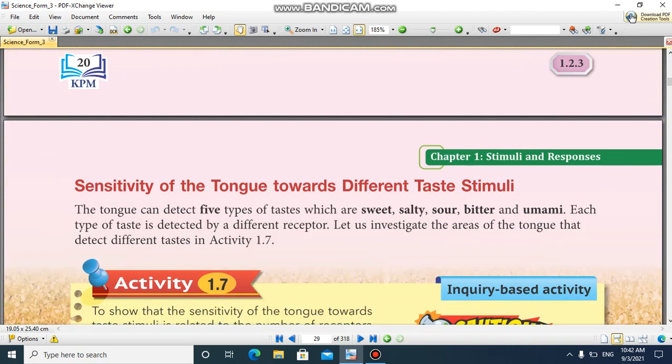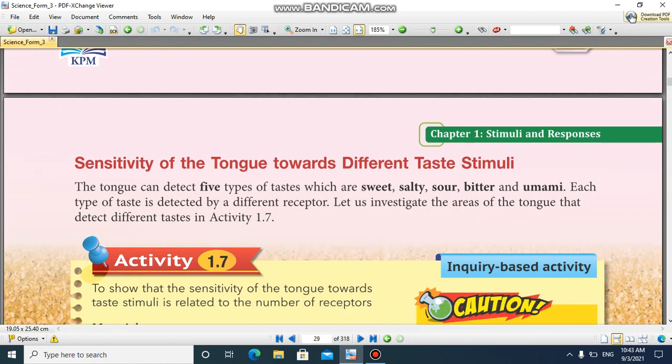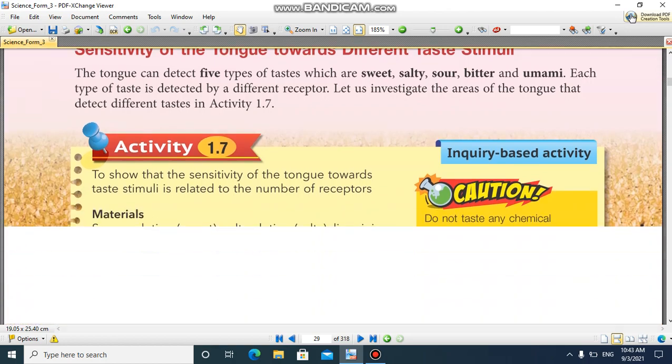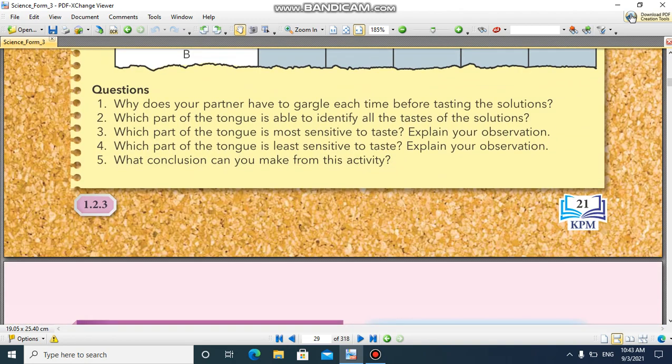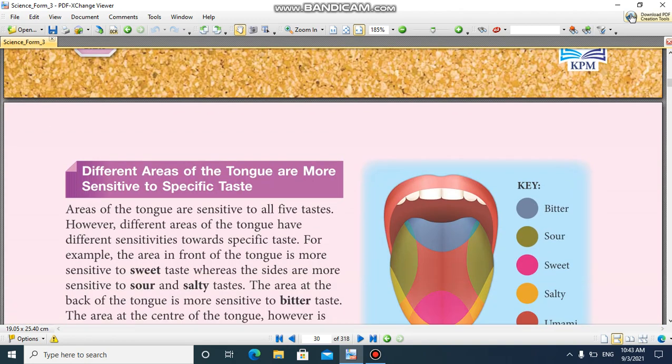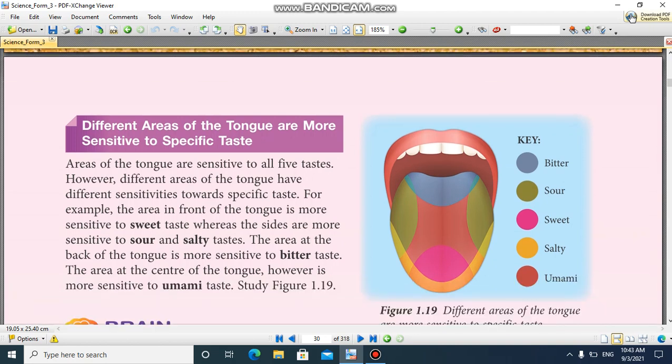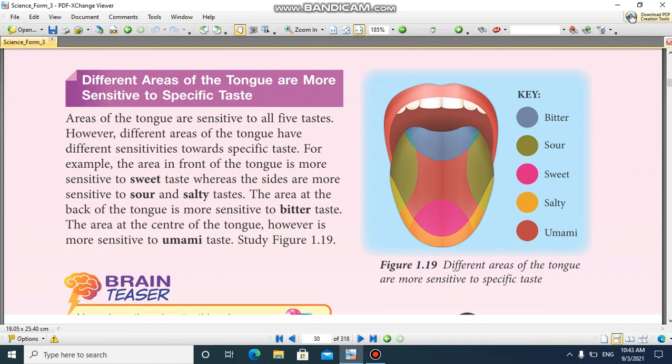Sensitivity of the tongue toward different taste stimuli. The tongue can detect 5 types of taste, which are sweet, salty, sour, bitter, and umami. Each type of taste is detected by a different receptor. Different areas of the tongue are more sensitive to specific tastes. This one is sweet, this is umami, this is sour, this is bitter.